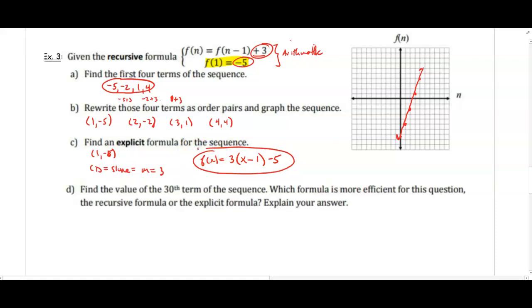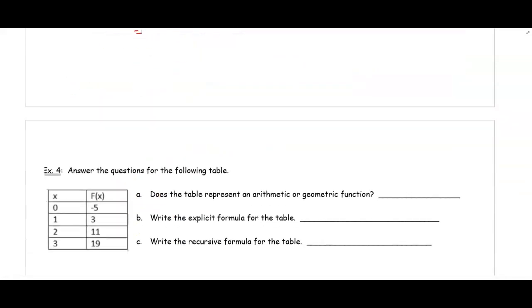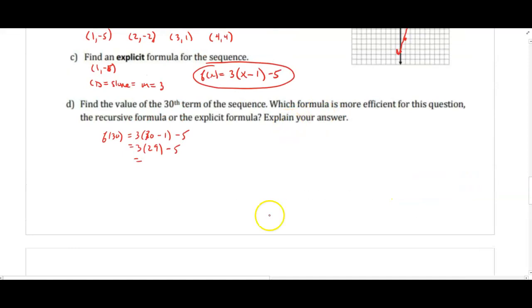Okay. Now it says find the value of the 30th term. Well, what rule is easier to use here? It would be the explicit. So f of 30 equals 3 times 30 minus 1, minus 5, which gives me 3 times 29 minus 5. And 3 times 29 minus 5 is going to give me 82.